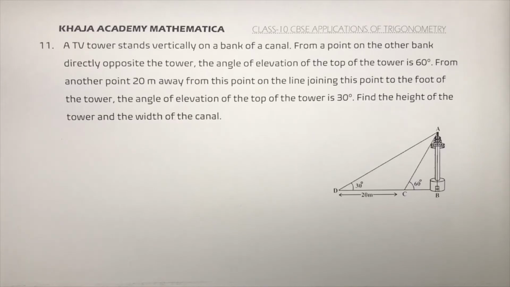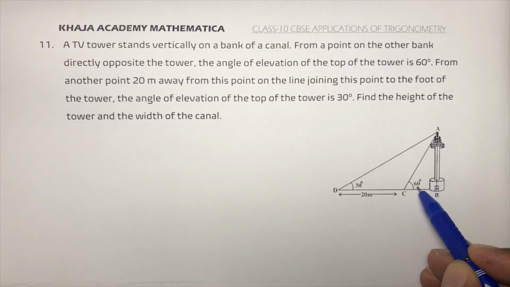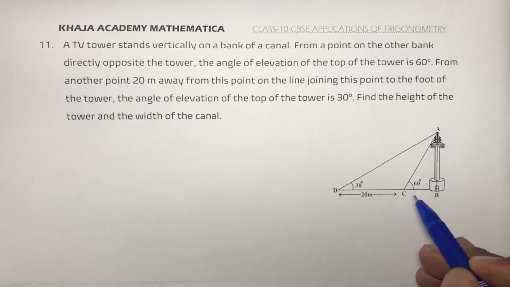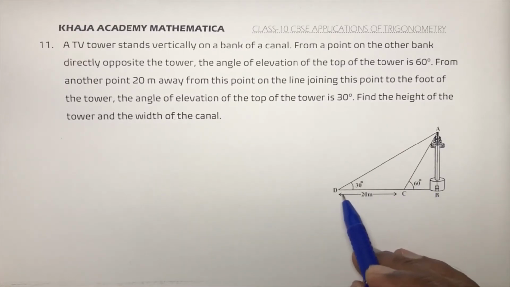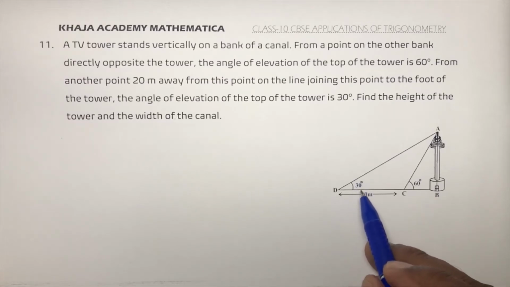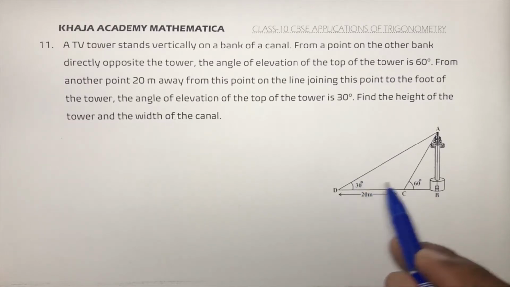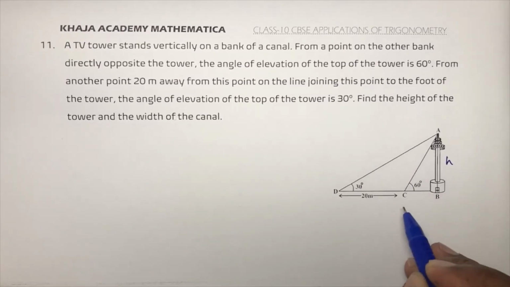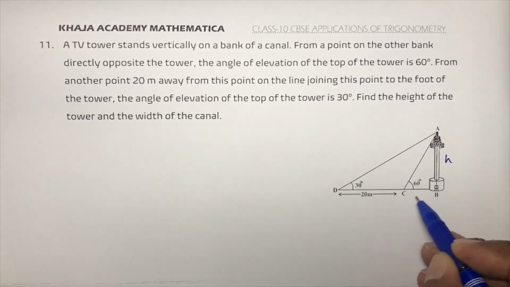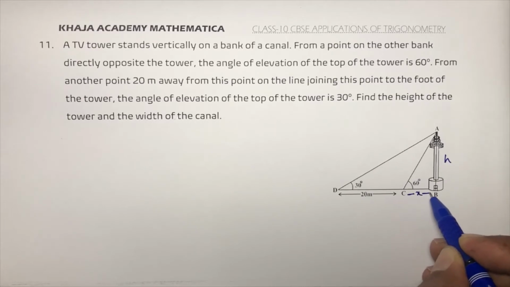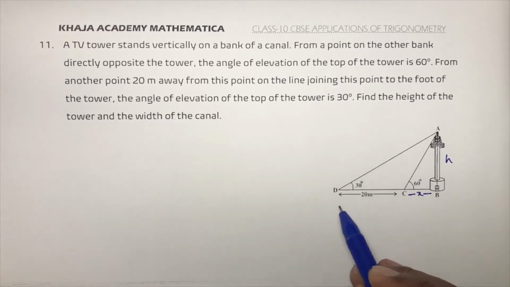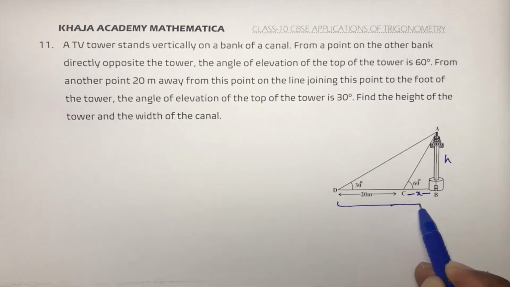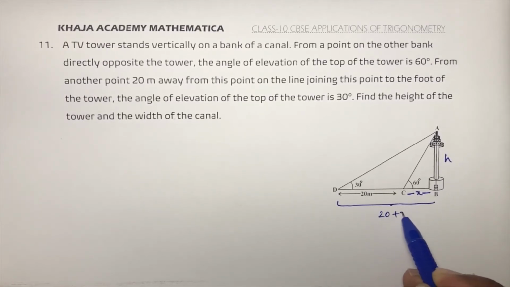A TV tower stands vertically on a bank of a canal. From a point on the other bank directly opposite to the tower, the angle of elevation of the top of the tower is 60. This angle is 60. 20 meters away, the angle of elevation is 30 degrees. Find the height of the tower. Means we need to find here h, and the width of the canal, this CB, I'll consider it as x.